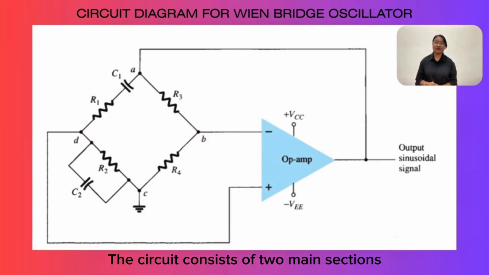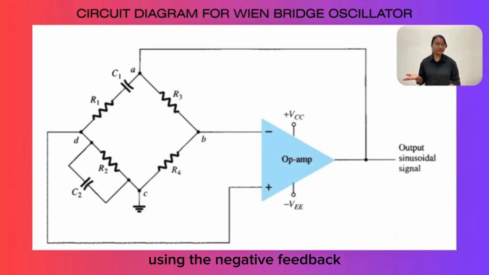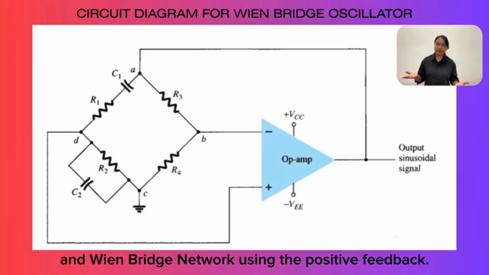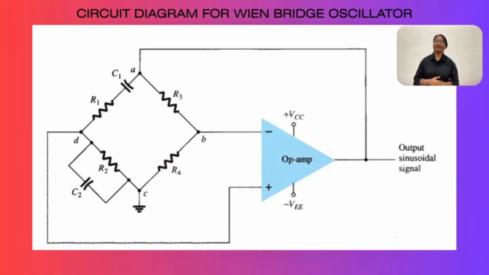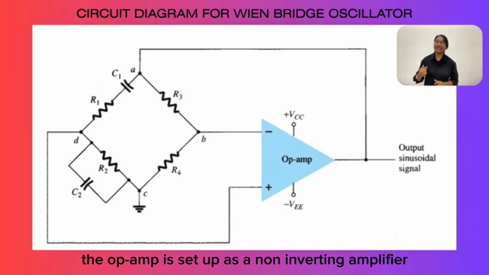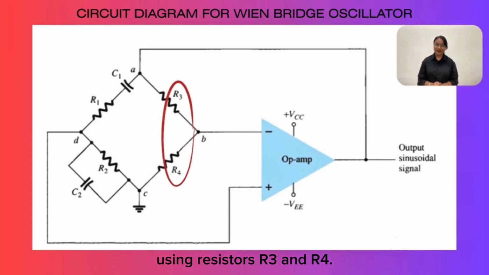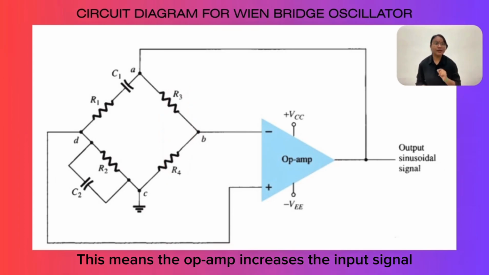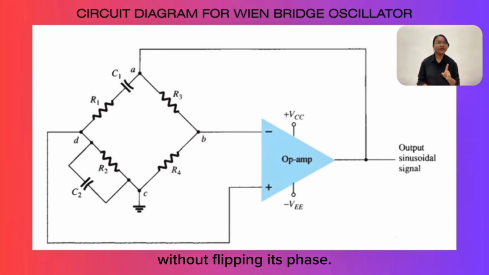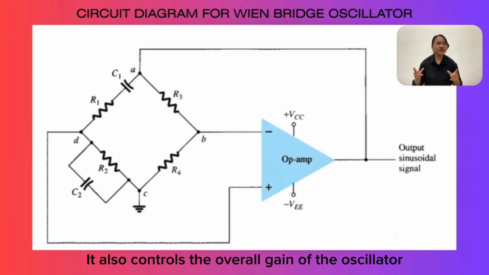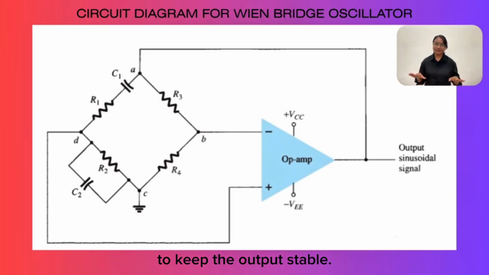The circuit consists of two main sections, which are the amplifier section using the negative feedback and the Wien bridge network using the positive feedback. Firstly, for the amplifier section, the op-amp is set up as a non-inverting amplifier using resistors R3 and R4. This means the op-amp increases the input signal without flipping its phase. It also controls the overall gain of the oscillator to keep the output stable.